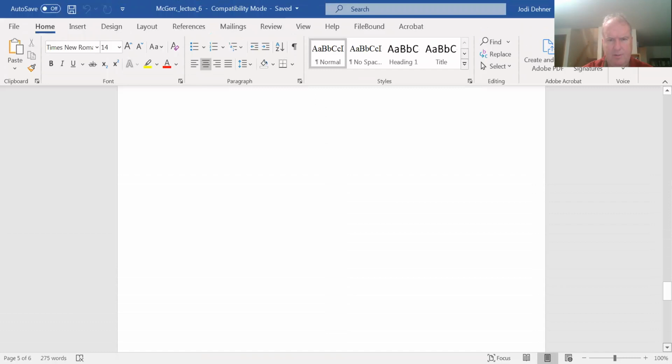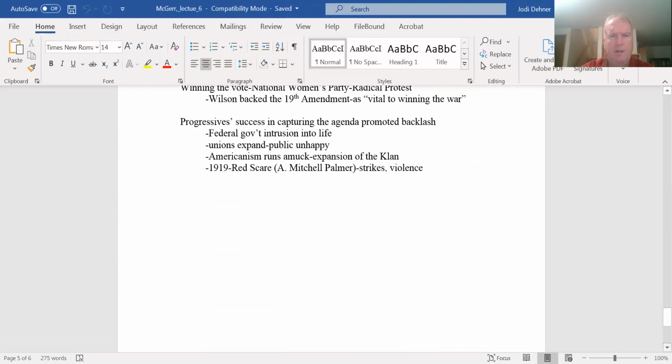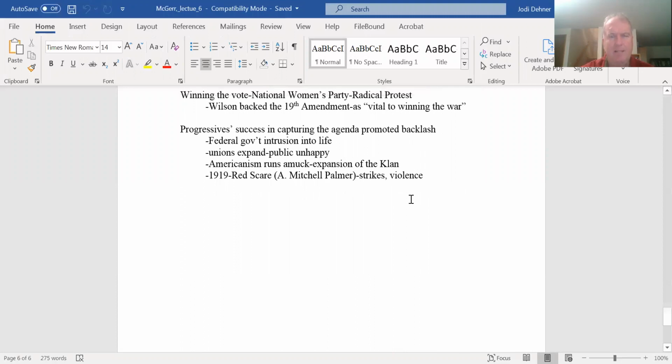I think I have another set of notes on this page. Let's see. Oh, yes. So women win the vote, the 19th Amendment, as part of the vital effort to win the war. Progressives are controlling many aspects of American life. The federal government is not just maximizing the effort to produce material for the war, it's intruding into everybody's life. It's prohibiting liquor, it's preventing newspapers being printed in German. Some of these newspapers have been published since the early 1800s, but now that German is the language of the enemy, there's a lot of pressure.